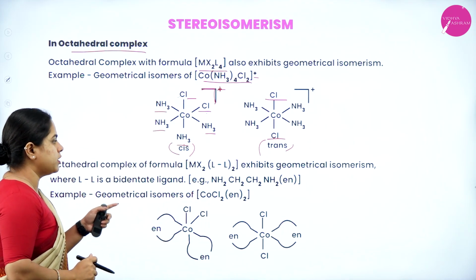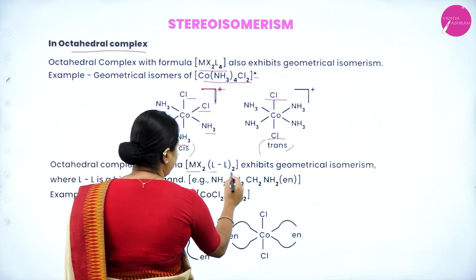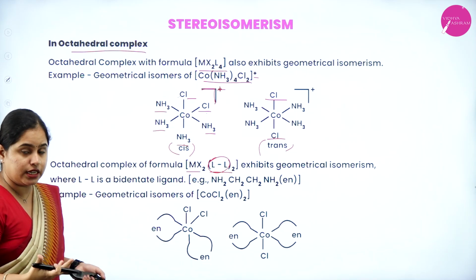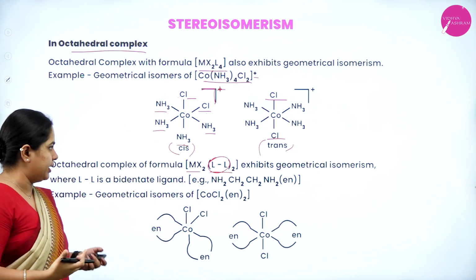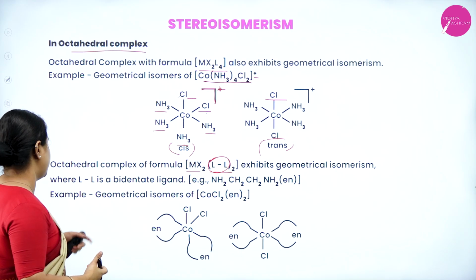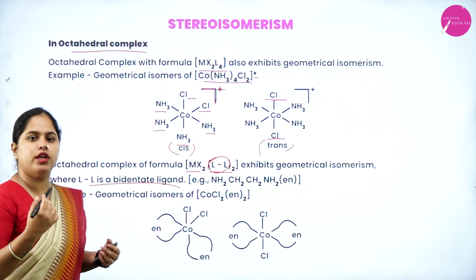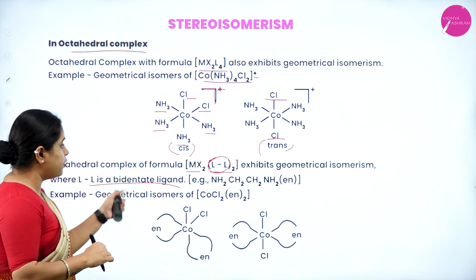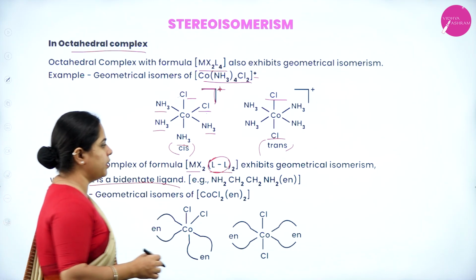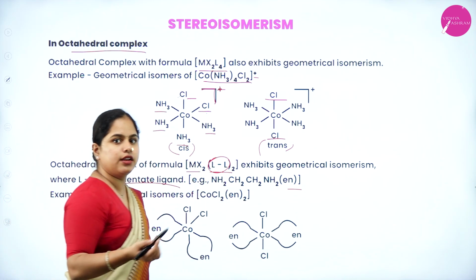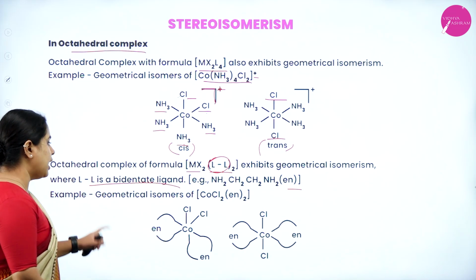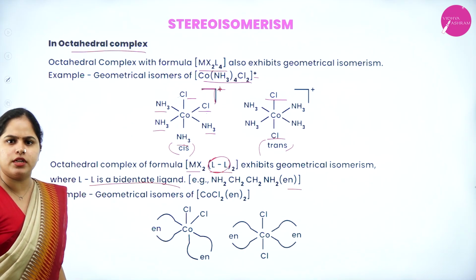Now consider an octahedral complex of formula MX2LL2. What is this LL? It stands for a bidentate ligand. It exhibits geometrical isomerism, where LL is a bidentate ligand. We have already studied monodentate, bidentate and polydentate ligands. For a bidentate ligand, for example, we have taken en here, that is ethane-1,2-diamine. In that case, how will you write the geometrical isomerism, cis and trans?